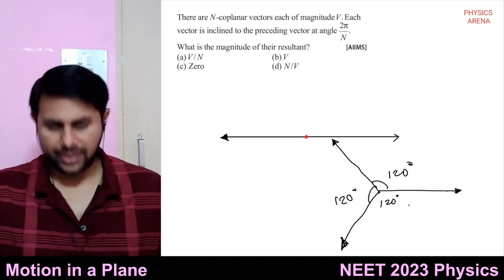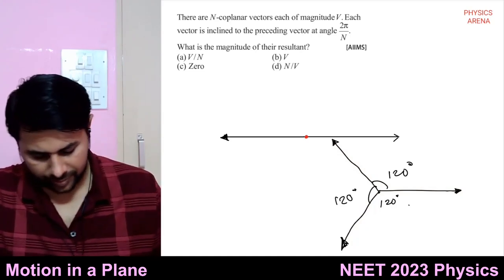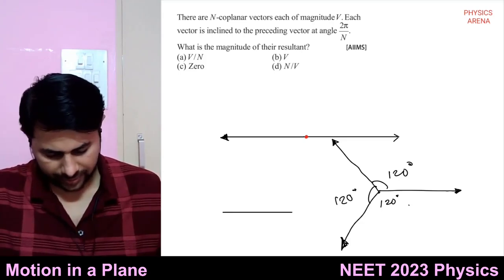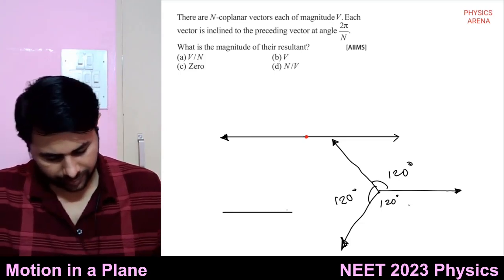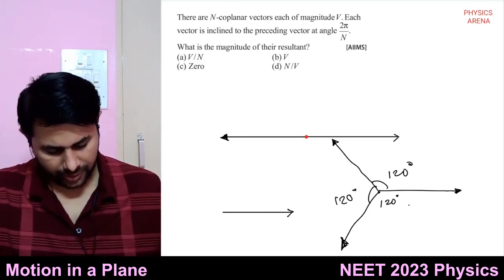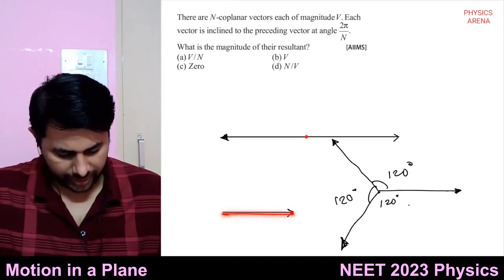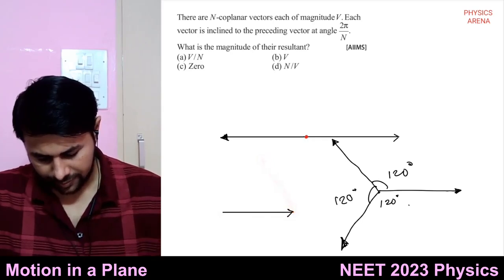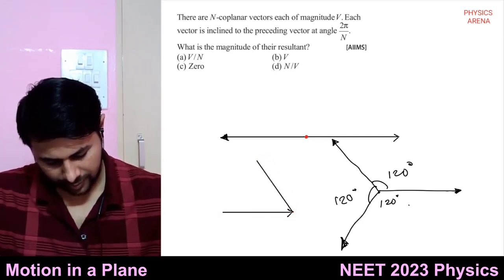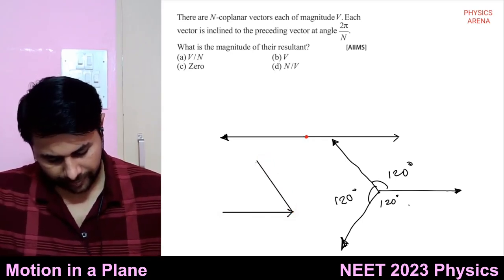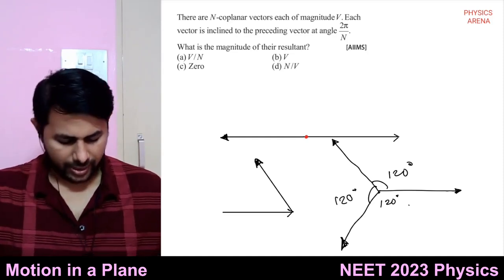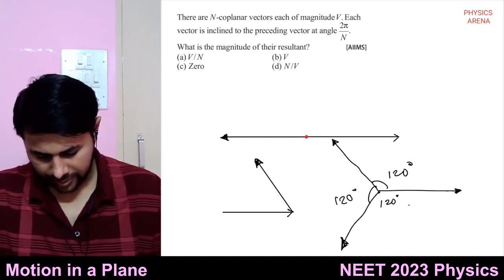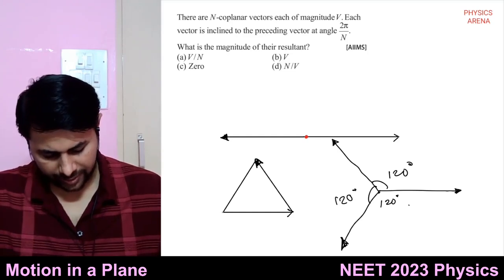It's difficult to guess from this diagram, so we can draw it like this. Okay, so see, this is the first vector. The second vector is directed like this, and the third vector will be directed like this.